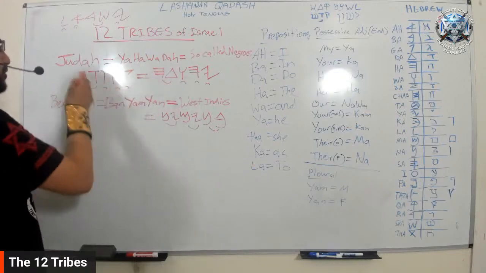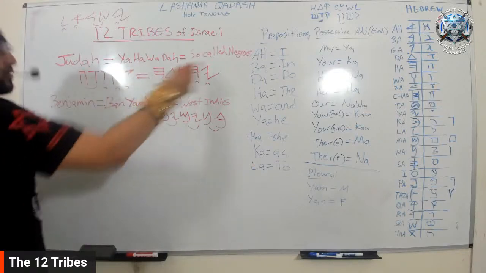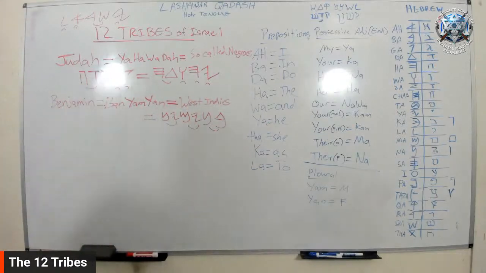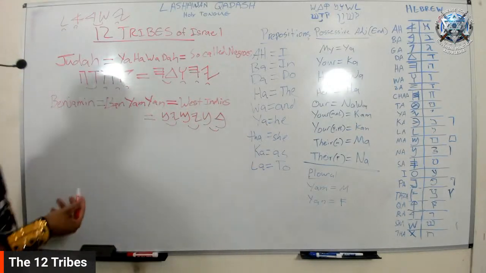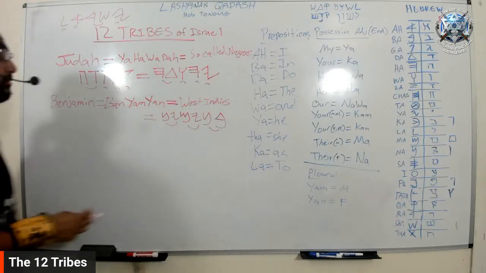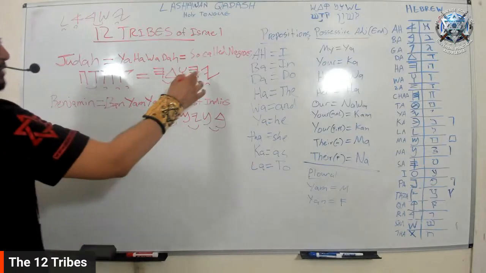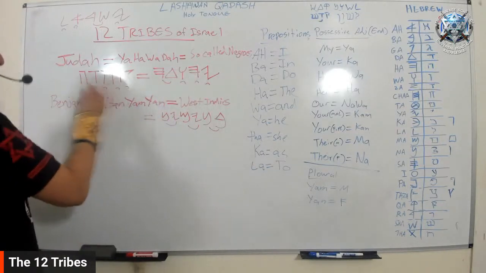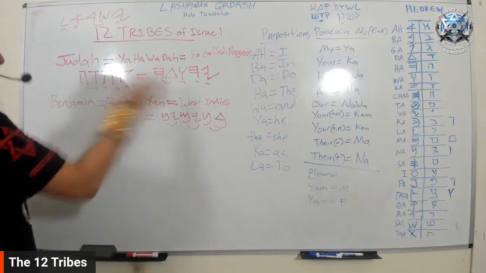Yahwadah for Judah, Yahwadah. These are the tribes of the so-called Negroes. Those that came over on slave ships during the transatlantic slave trade would be the majority of what the tribe of Judah is. Now, again, what we've done here is that we went ahead and wrote down in the ancient Hebrew, Yahwadah and Yahwadah, both in the Assyrian and the ancient, right?